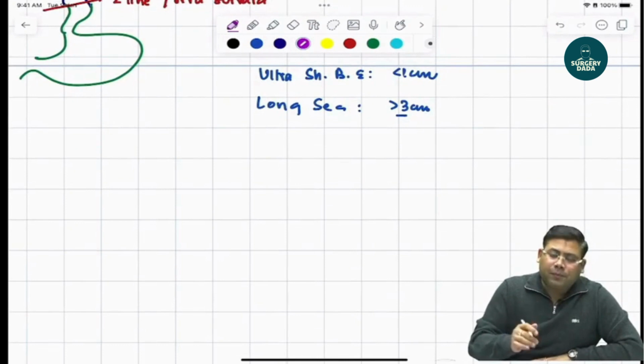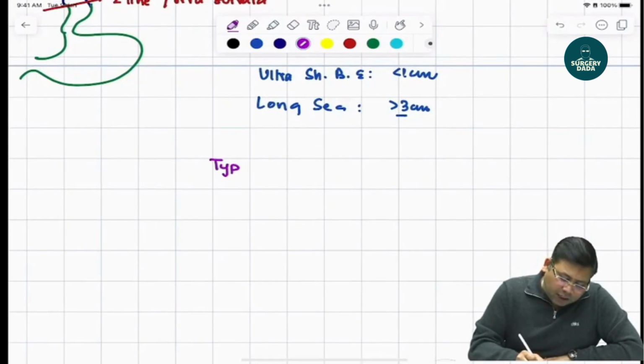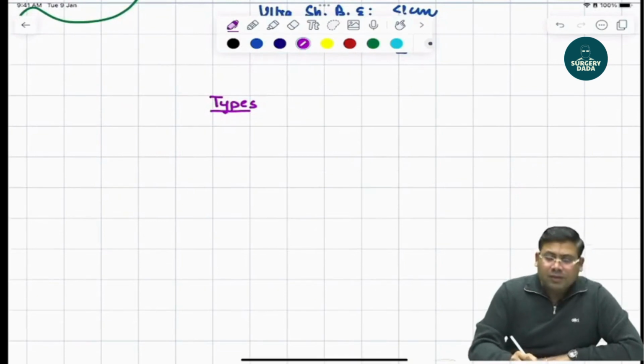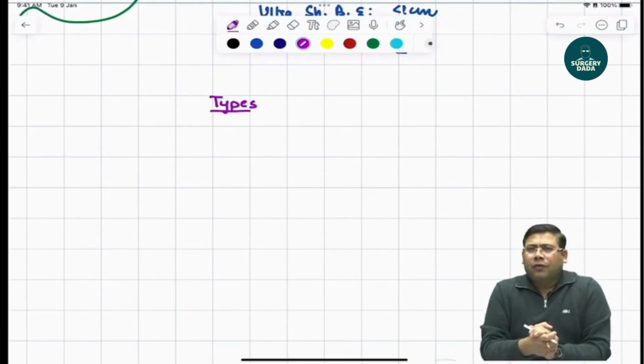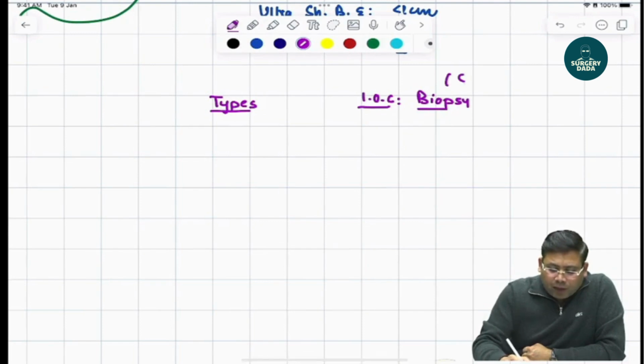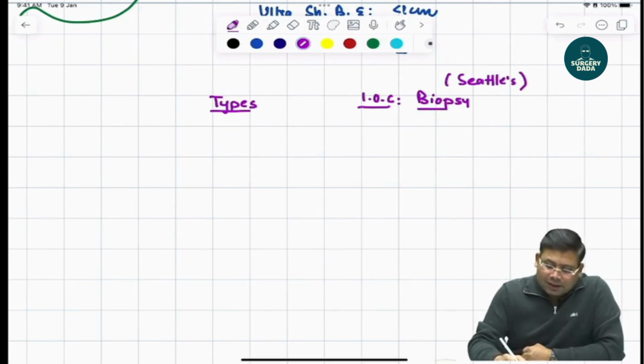These are the types of Barrett's esophagus, and based on that we are going to do the management for them. Students, when we talk about Barrett's esophagus, the confirmation, the investigation of choice is biopsy. Now the biopsy is done via a special protocol. And what is that protocol? That is the Seattle protocol.